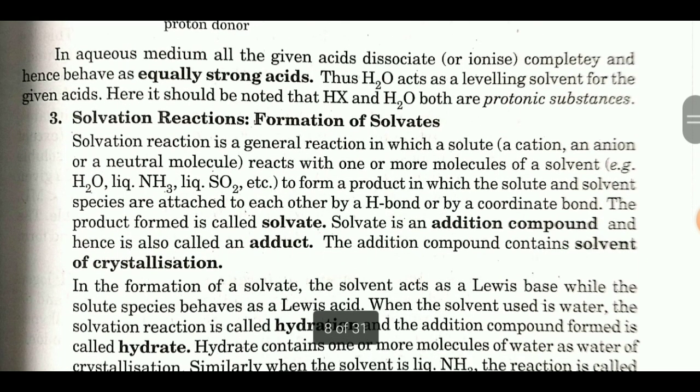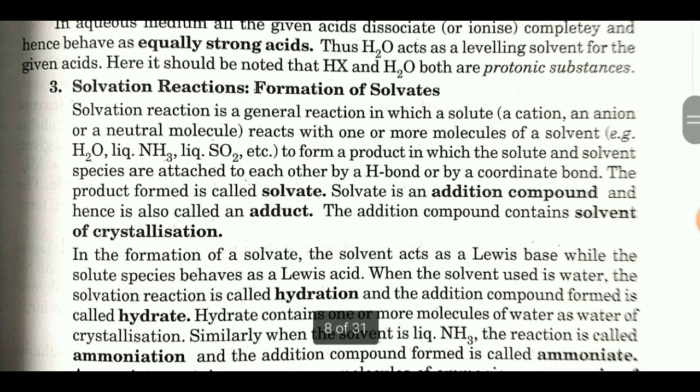In aqueous medium, all the given acids dissociate or ionize completely and hence behave as equally strong acids. Thus, H2O acts as a leveling solvent for the given acids. Here it should be noted that HX and H2O both are protonic substances.